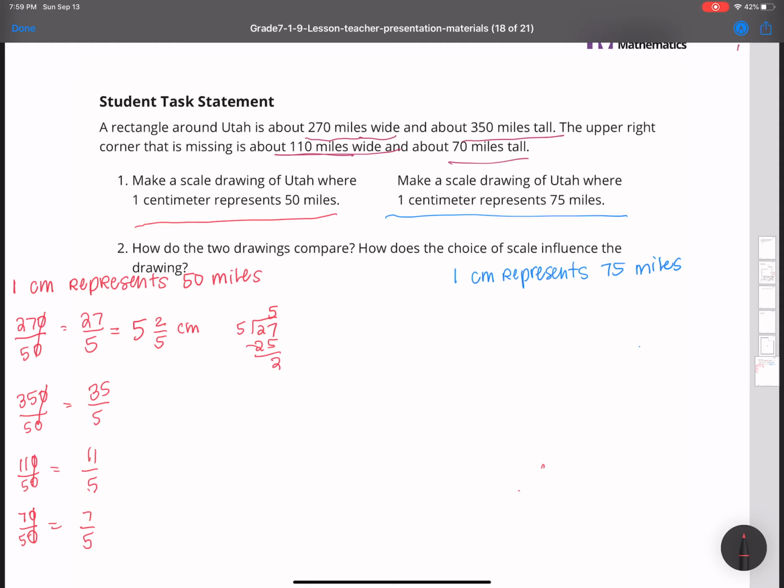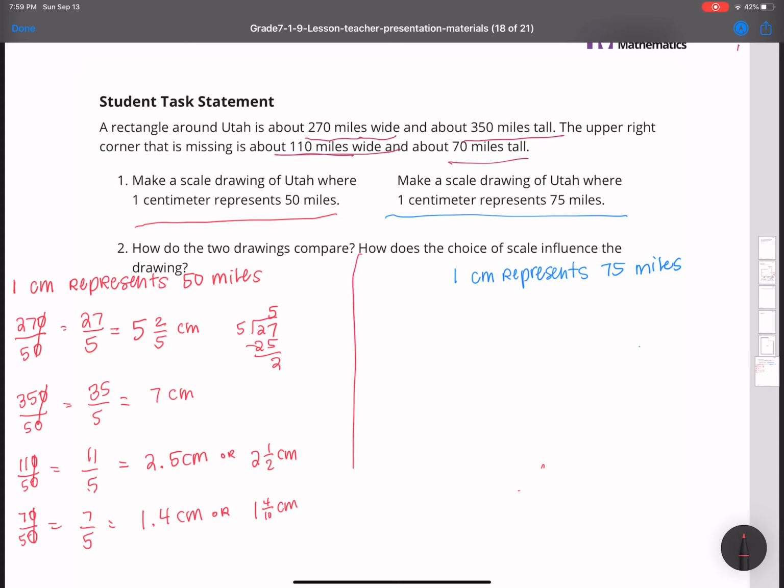The next one would be 35 divided by 5, which is 7 centimeters. The next one would be 11 divided by 5, which is 2.5 centimeters. And the last one, which is 7 divided by 5, would be 1.4 centimeters. If you wanted to leave it in fraction form, you could have put 2 1/2 centimeters, or you could have put 1 4/10 centimeters.